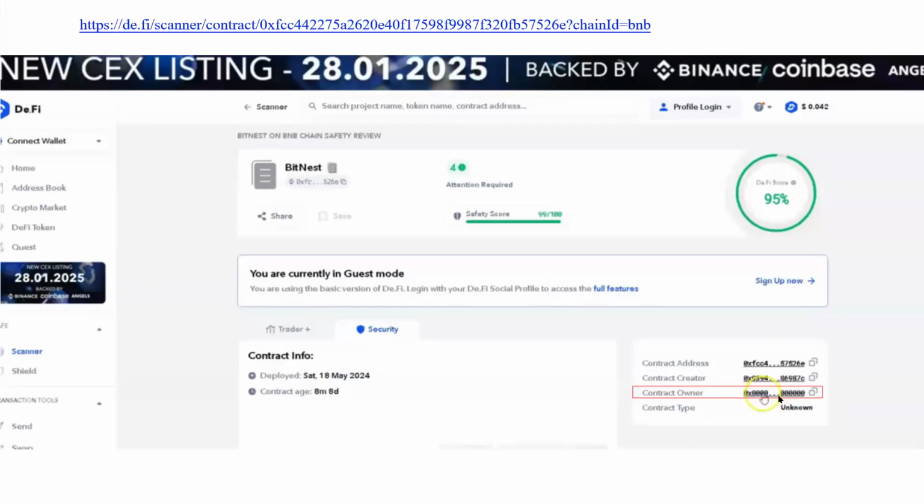Like this, the contract owner is 0.0000000. It's backed by Binance and Coinbase. Binance is very big, and Coinbase is bigger than the bank. Don't tell me this is not presentable.